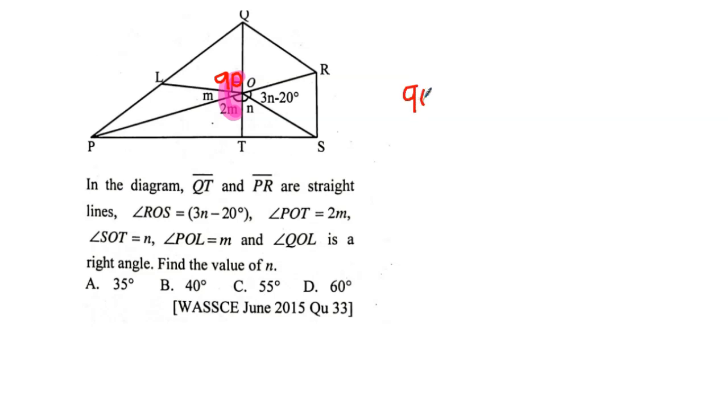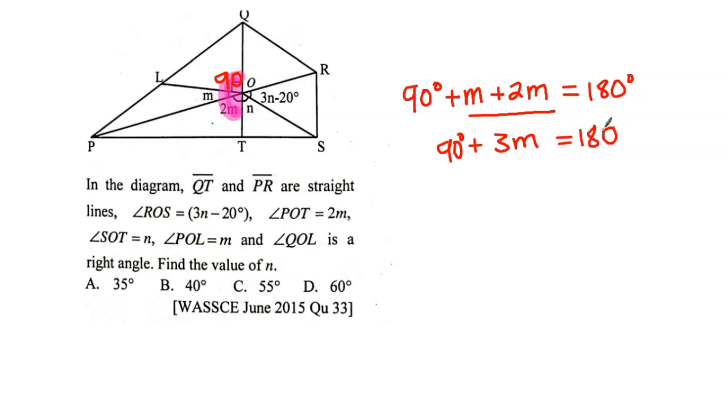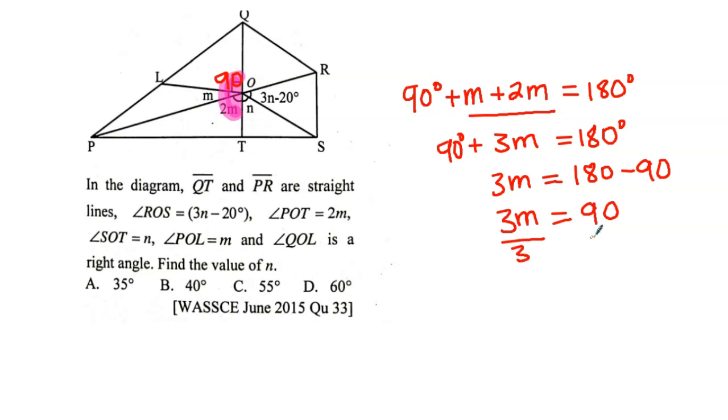So we can say that 90 degrees plus m plus 2m must be equal to 180. These are like terms, so that will give us 3m. We have our 90 here. We will take it to that side, so 3m is equal to 180 minus 90, and that will give us 90. We divide both sides by 3, and we got our m to be 30 degrees. Now we can come and consider this side here.